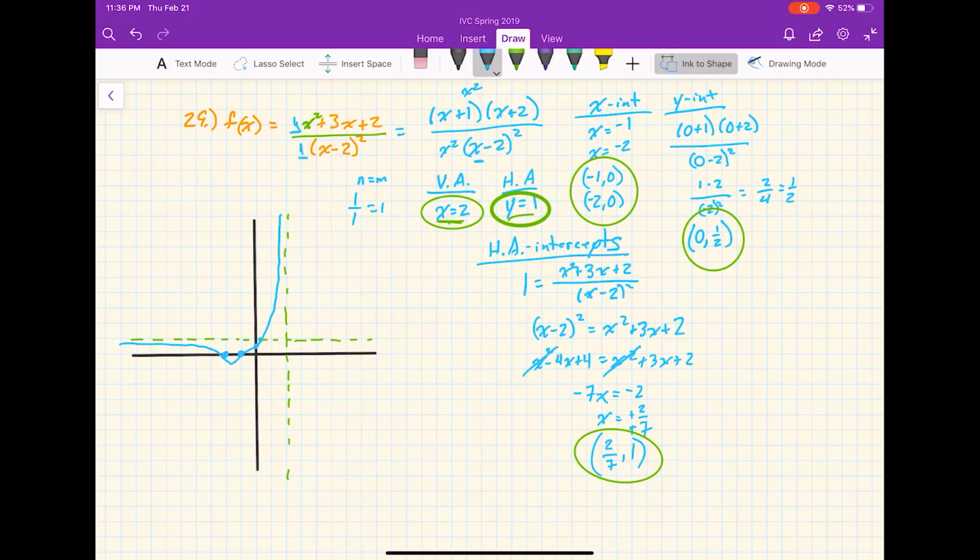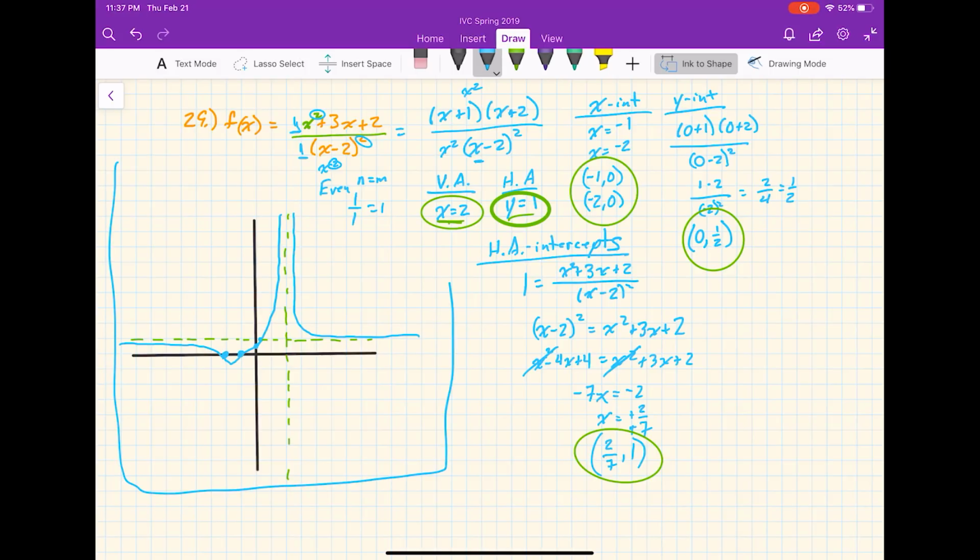So what I'm going to do is look at the leading terms' exponent value, which is 2 and 2. They're even. Remember, we're going to get x squared here because if we expanded it, we get x squared, as we did before. So that means if they're even, they go to infinity on the same side, in the same direction, on either side of the asymptote. So that's how we know which side that goes on. So that's number 29. That's the last for this video.